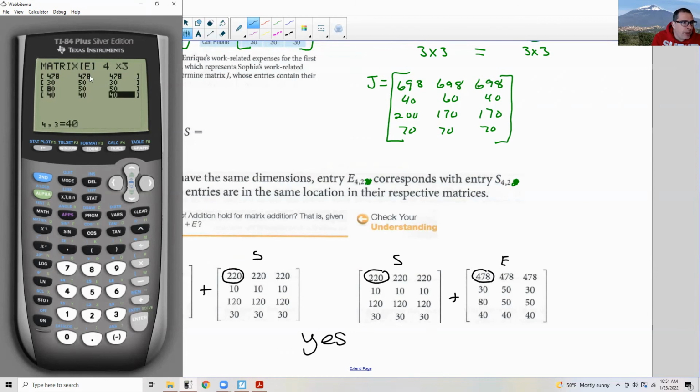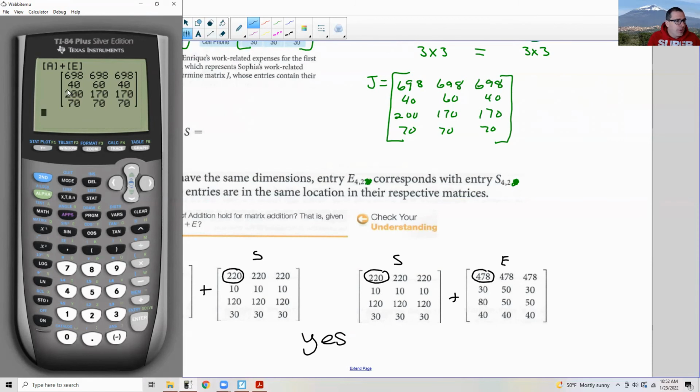Okay, so I have now entered matrix A and E in the calculator, where A is S, just so you know. Then I'm going to go to my home screen, just to show you that it's going to get put here. I'm going to go second matrix and choose A, so I just hit enter. Then I hit plus, and second matrix 5 for E. So this is going to take matrix A plus matrix E. When I hit enter, I get 698, 698, 698, 40, 60, 40, 200, 170, 170, 70, 70, 70. Boom, just like that. There is your matrix addition.